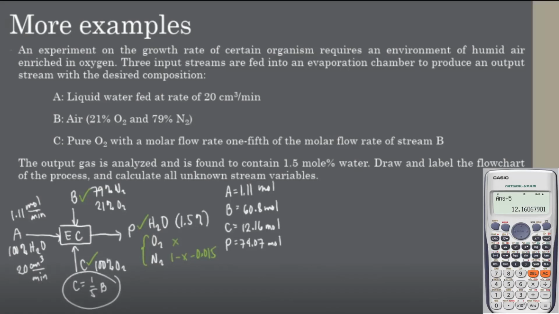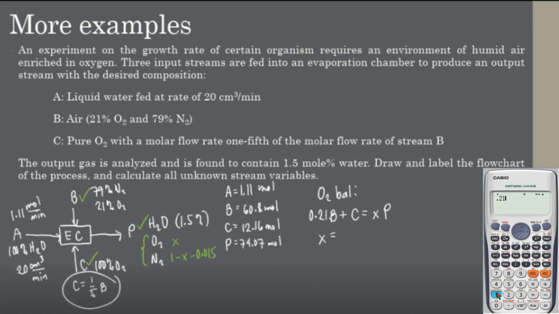To determine the value of X, we simply perform another component balance. If you remember, we are done with the overall material balance, and we have also used the water balance. Let's now use the oxygen balance. There is no oxygen in A, so we will not include that. In stream B, that is 21% oxygen, so we write that as 0.21 B. And then from stream C, that's pure oxygen, so we simply write C. And finally, on the product stream, we don't know the mole fraction of oxygen, so we write that as X multiplied by P. X is the mole fraction of oxygen in stream P, and P is the total molar flow rate of the stream. We already know the values of B, C, and P. We simply substitute those and we can solve for the value of X.